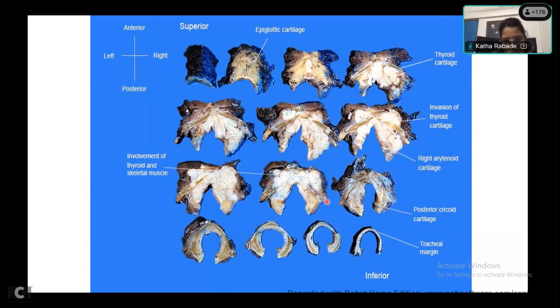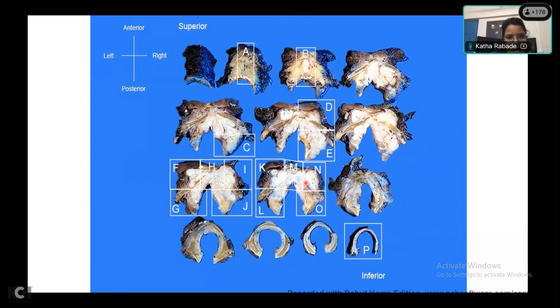So this inferior most part will be the inferior tracheal margin. Representative sections need to be taken from the supraglottis, the glottis showing the thyroid cartilage, the subglottis with the cricoid cartilage, and the furthest extent of the tumor. And it can be submitted in grid fashion.